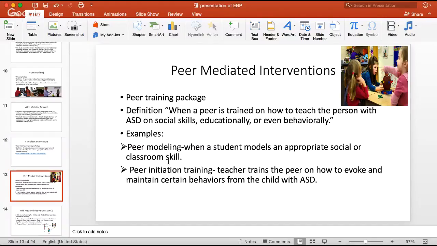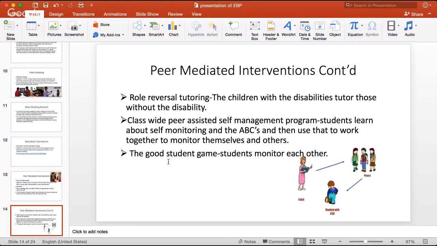And that's continued here, as you can see, which is role reversal tutoring. When the child with disabilities, they teach someone who's below their level on whatever they're learning at the time. So it almost boosts their self-esteem, and it allows them to learn how to communicate with people. There's also class-wide peer-assisted self-management program where the students learn about self-monitoring and the ABC. So antecedent, like I was talking before, the actual behavior and then the consequence, and then they use that to work together to monitor themselves and others.